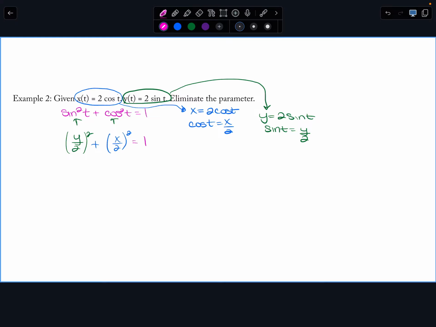Yes. A variable. Okay, so like x and y. Yes.